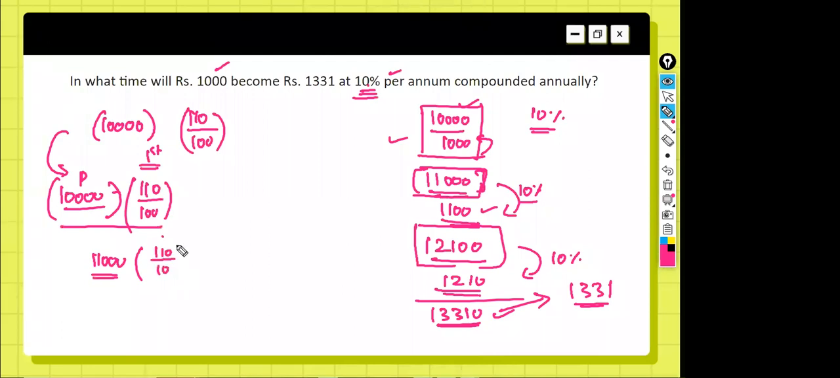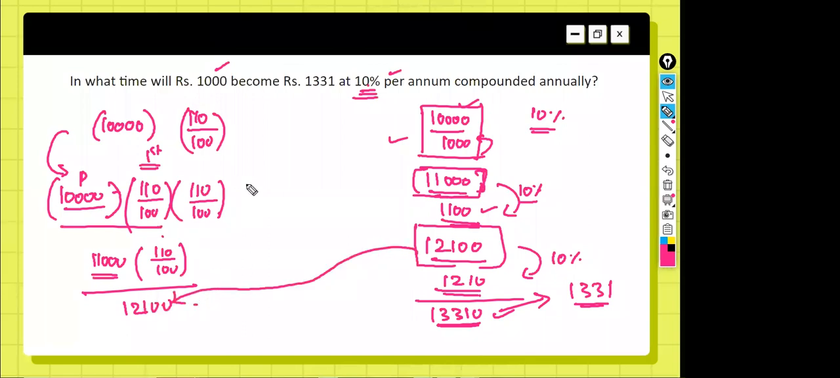This is the concept of compound interest. Interest on interest. So you just multiply with another 110 by 100. You will get how much? You will get 12,100. That is this value. If you do it for 3 years, you'll get how much? You will get 13,310, the same value here.